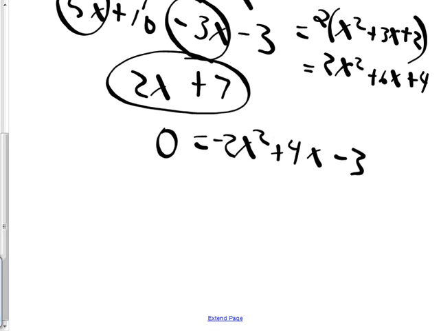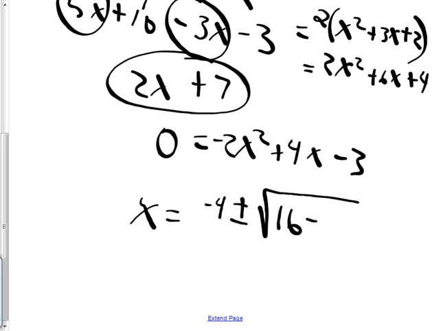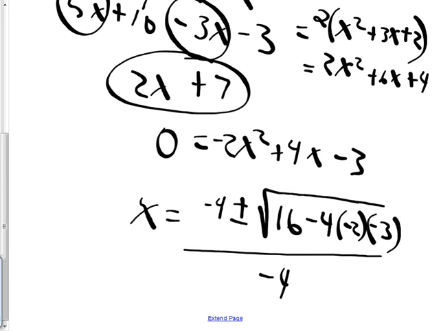Anyway, now to finish it off, I am pretty confident this thing does not factor. So then from here I would go x equals negative b, which is negative 4, plus or minus square root of b squared, which is 16, minus 4ac, all over 2a, which is 2 times negative 2 makes negative 4. And the a is negative 2. And c is negative 3.